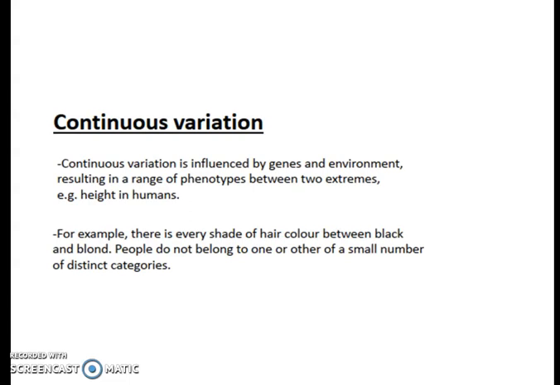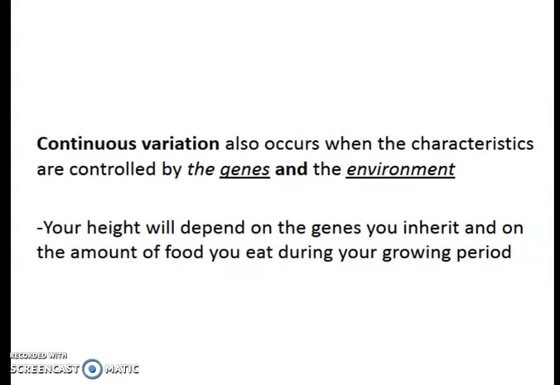The continuous variation, the second type that we are talking about, can be influenced by genes, and it can be influenced by the environment as well. We can say continuous variation is influenced by genes and environment, resulting in a range of phenotypes between the two extremes, like height in humans. For example, there is every shade of hair color between black and blonde. There is a variety of hair colors. People don't belong to one or other of a small number of distinct categories, and even they can be changed. So that is why we put them in continuous variation.